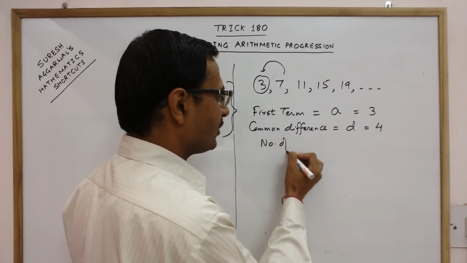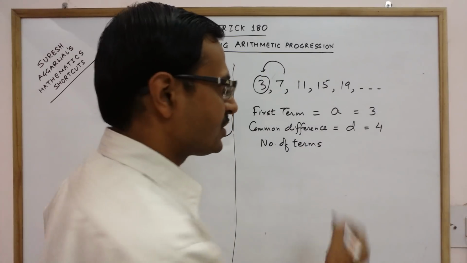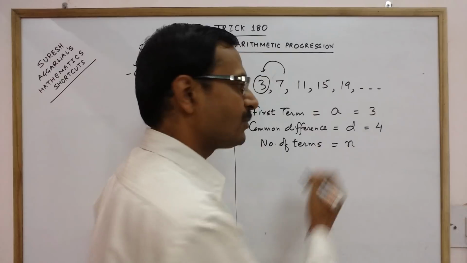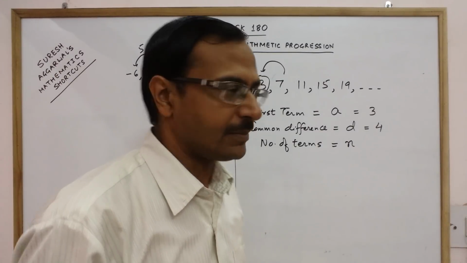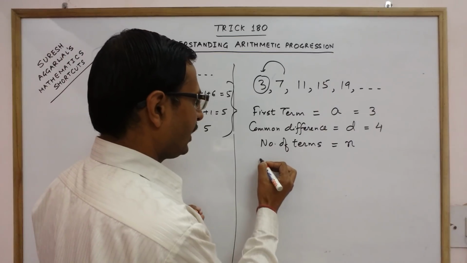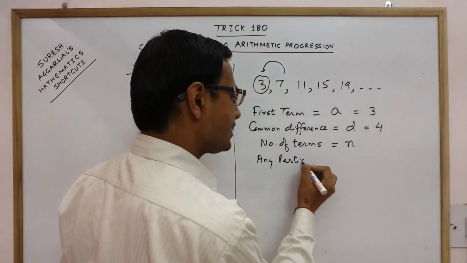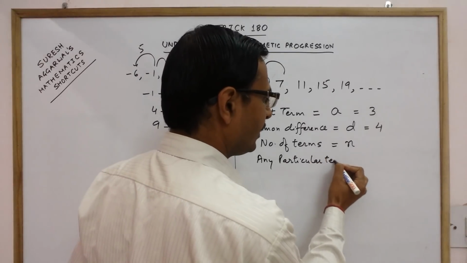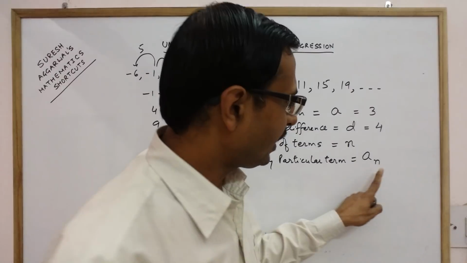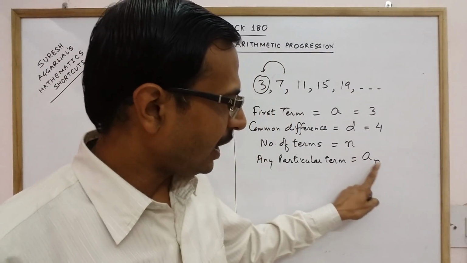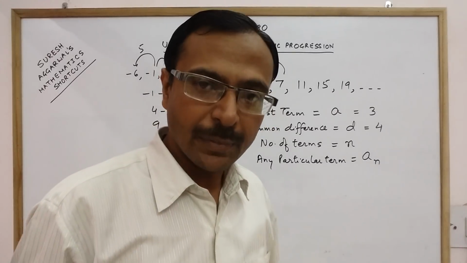The number of terms in any arithmetic progression is denoted by n, small n. So small n denotes the number of terms. Any particular term is denoted by a subscript n, so a n. A stands for term and n stands for term number.